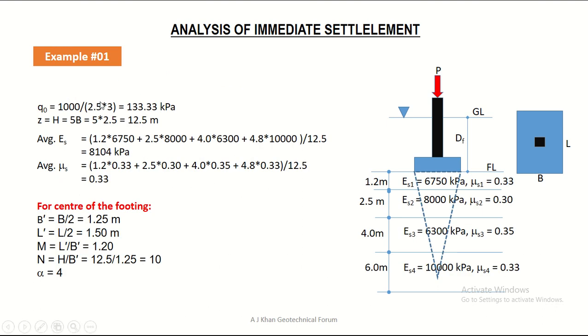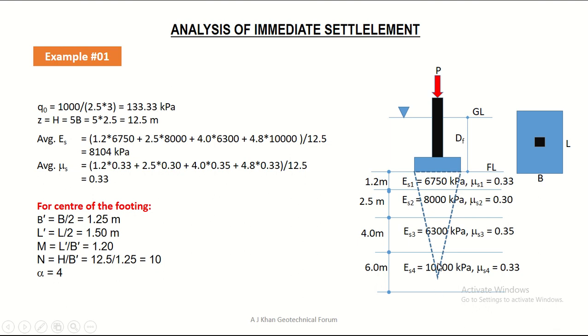So first of all, what is the contact stress or the net applied stress at the foundation level? That should be equal to the load applied, which is 1000, divided by the area of the footing, and that should give you 133 kPa. And the zone of influence, which is very important, is 5B. So 5B takes you to 12.5 meter below the foundation level, and that means it does not penetrate to the bottom of the last layer.